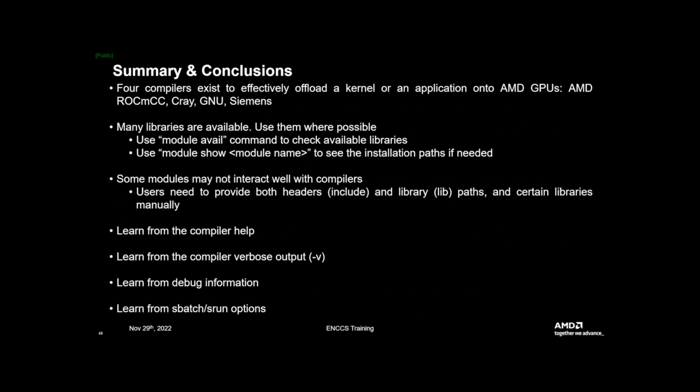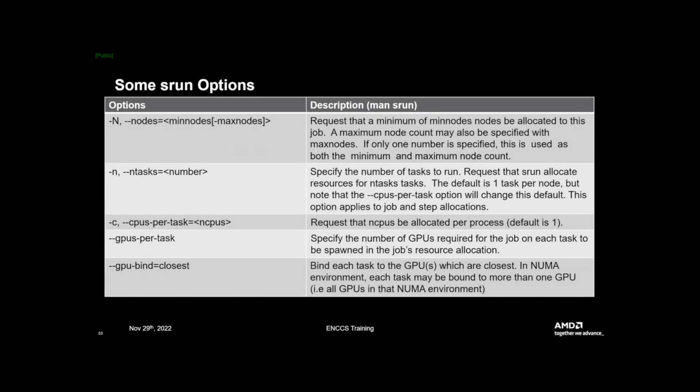Some modules may not interact well with compilers. In that case, a user might need to provide both the header and library path and certain libraries manually. But in any case, please learn from the compiler help, learn from the compiler verbose output, learn from debug information, and learn from sbatch and srun options. We have many options available in srun. I put that at the end of this slide, so you can learn from there.